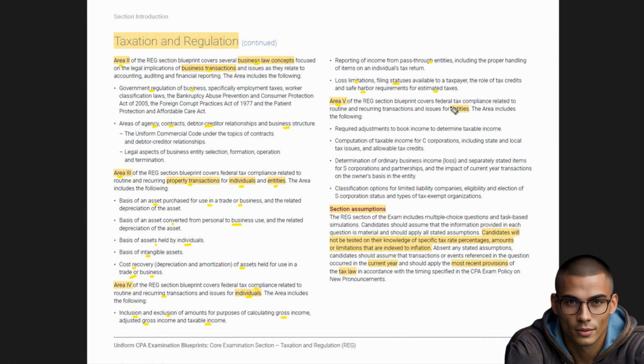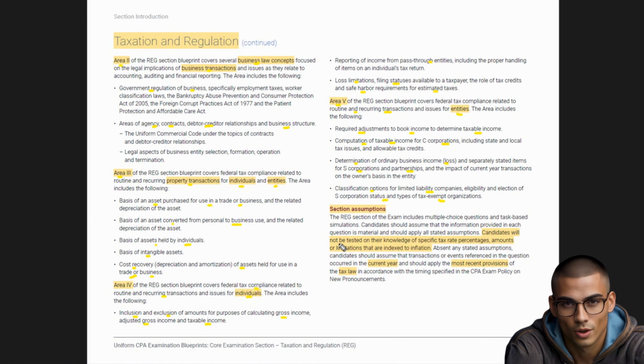Area 5 of the REG exam covers federal tax compliance related to routine and recurring transactions and issues for entities, and this area includes the required adjustments to book income to determine taxable income, the computation of taxable income for C corporations, the determination of ordinary business income and loss and separately stated items for S corporations and partnerships, and the classification options for limited liability companies, and the eligibility and election of S corporation status and the types of tax-exempt organizations.